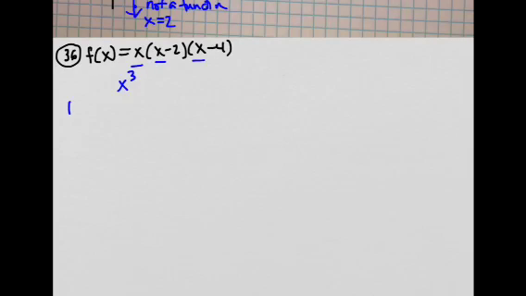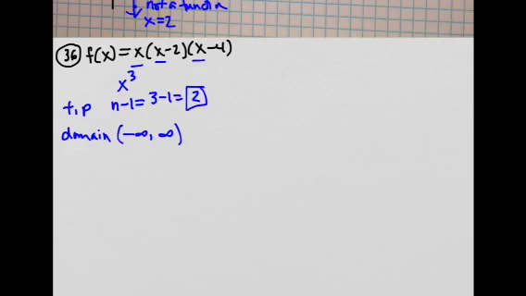So the turning points, I'll just put TP, is n minus 1, with n being the degree, so 3 minus 1 is 2. Okay, then we have the domain. It's all reals. Every polynomial has a domain of all reals. That's how you write all reals in interval notation. The range, I'll hold off on that one for a little bit.